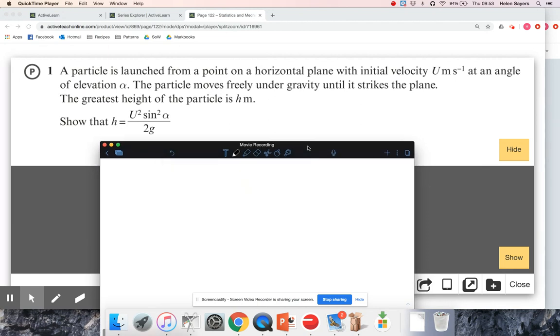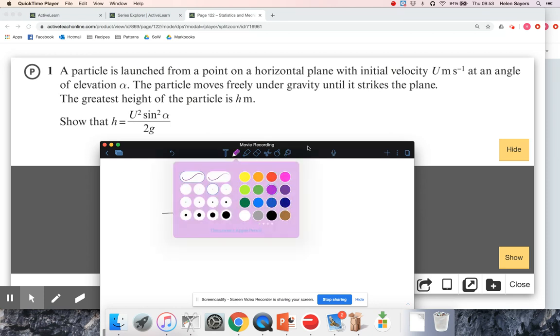Okay, right, so question 1. So we've got a particle that's launched with an angle of elevation of alpha. So basically they're not going to give us any values. That's the main point of this exercise. Everything is just going to be in general rather than having actual values to calculate. So it's angle of elevation alpha and an initial velocity of capital U meters per second. Okay, and this one is asking us about the greatest height.